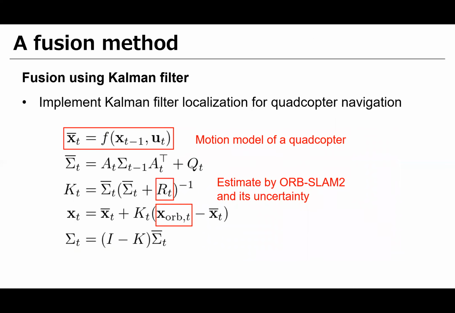We also implemented Kalman filter fusion for quadcopter navigation. This is the pseudo algorithm for the Kalman filter. In the first line, the motion model of a quadcopter is used to predict x bar. R_t and t_t shown in the third and fourth lines are estimated by ORB-SLAM2 and its uncertainty. Based on this fusion, we determine the uncertainty of the posterior.